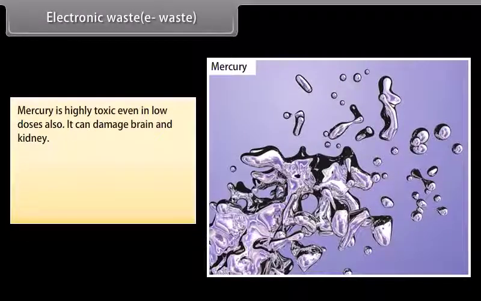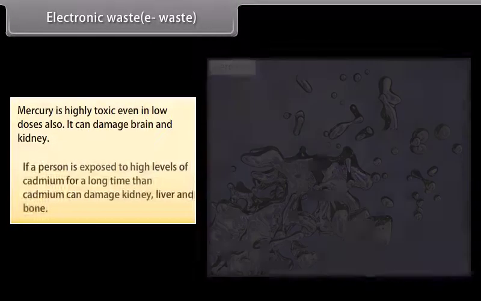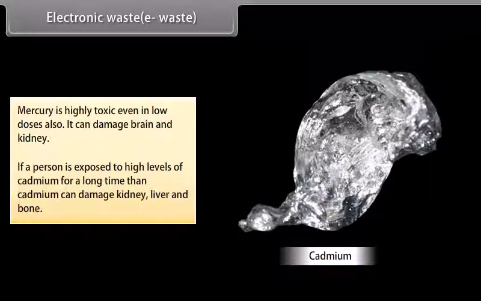Mercury is highly toxic even in low doses also. It can damage brain and kidney. If a person is exposed to high levels of cadmium for a long time, then cadmium can damage kidney, liver and bone.